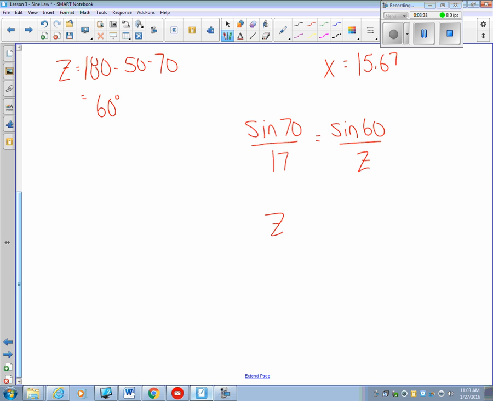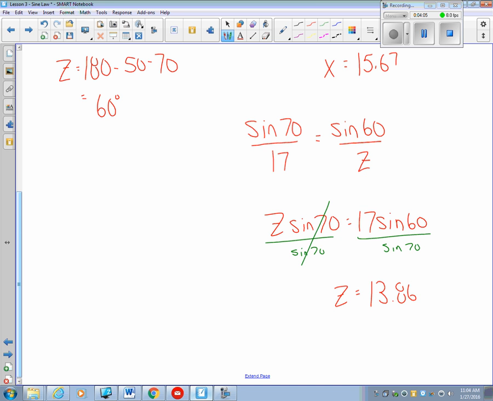So z times the sine of 70 equals 17 times the sine of 60. Well, to get z by itself, we're going to divide out sine 70, and that'll cancel. And we can write down z is 13.86.